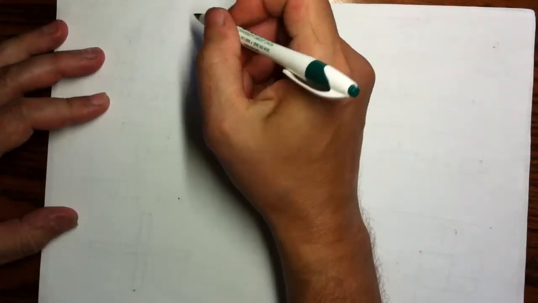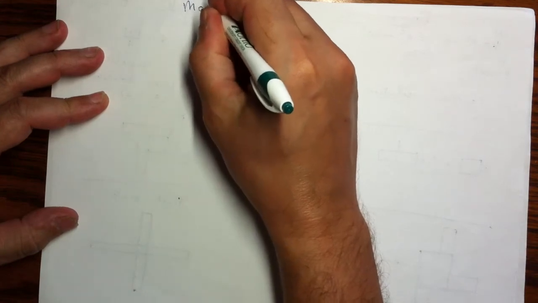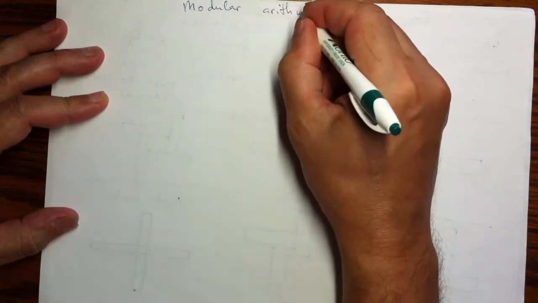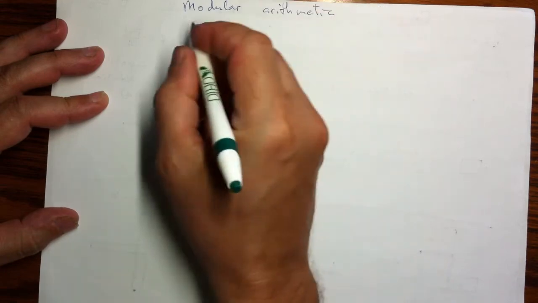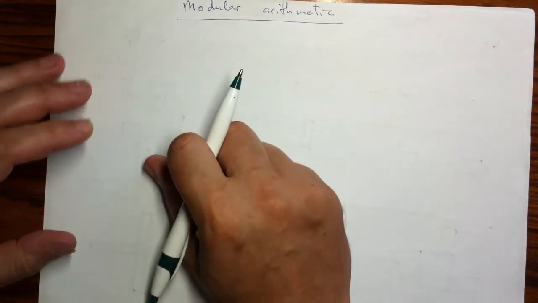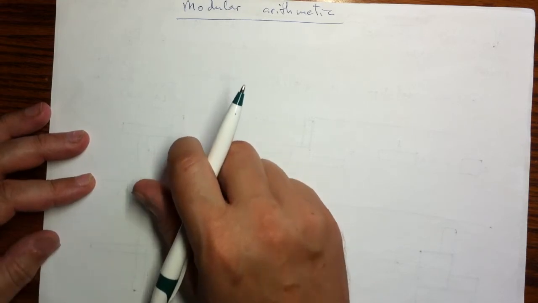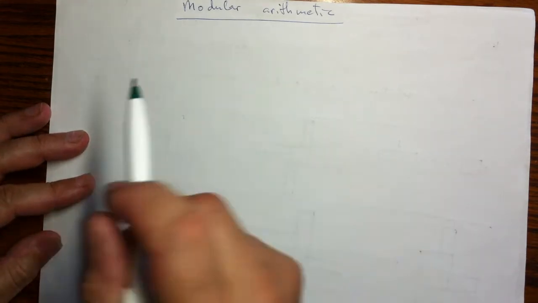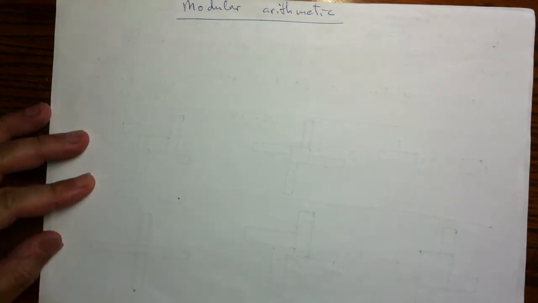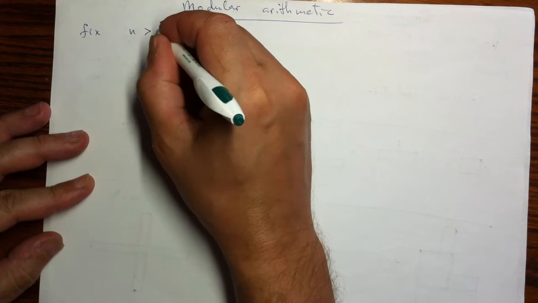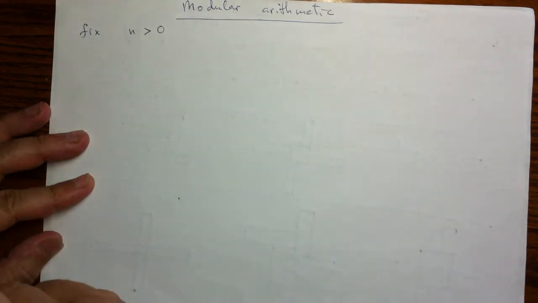Hello, this is the first in a series on modular arithmetic. This is just basic definitions of what it means to do arithmetic modulo a number. So first we have to fix such a number. It is a natural number, an integer bigger than 0.